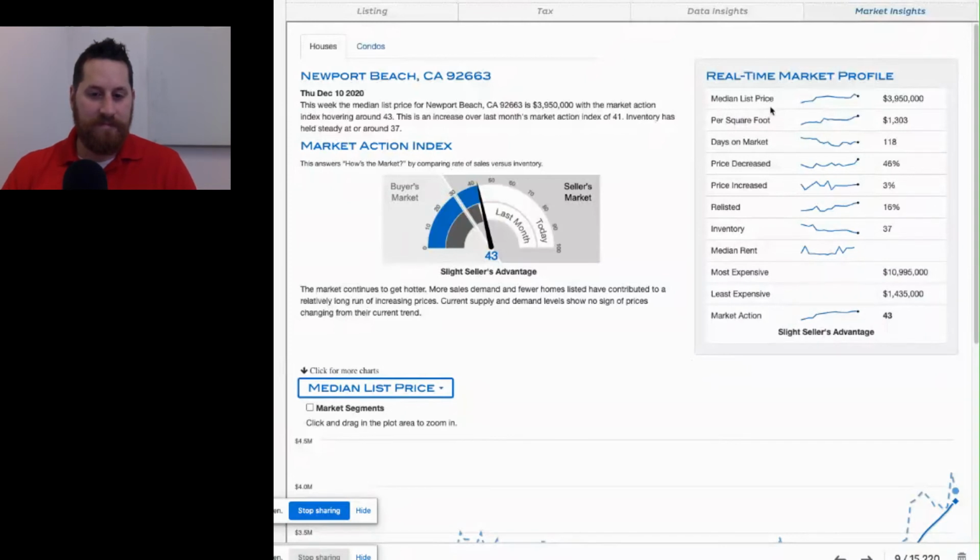And you can see median list price per square foot. You see days on market, the price, how many times prices are decreased, how many times they're increased, relisted, how often properties are relisted in the area, days on inventory, stuff about rent, most expensive, least expensive, and then this market action as well. And then you have some cool charts. So this shows, yeah, we have a seller's market. In most markets, you probably don't need a chart to tell you that, but it gives you evidence to tell you about where it's at, and also trends on what direction this is going.